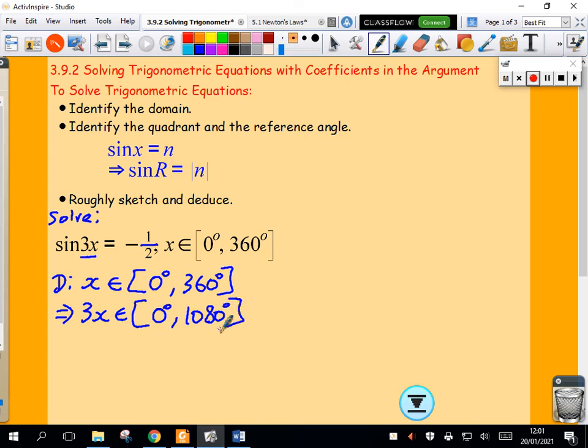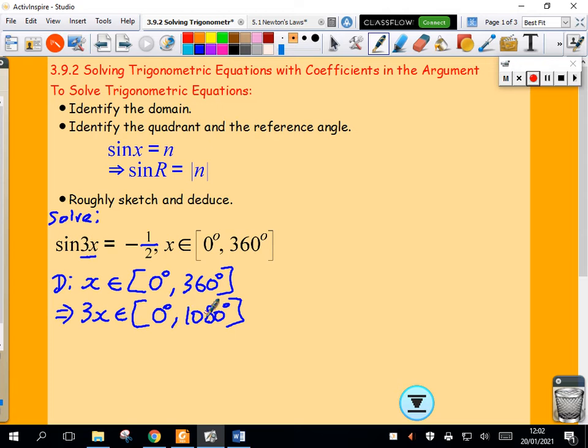So that's the domain for this particular problem. 3x belongs to 0 to 1080. Again, we're ultimately trying to find x, so my answers for x have to be between 0 and 360 degrees. But 3x is the argument of this function, so first I have to think about the domain for 3x, and then we come back to the domain for x at the end.